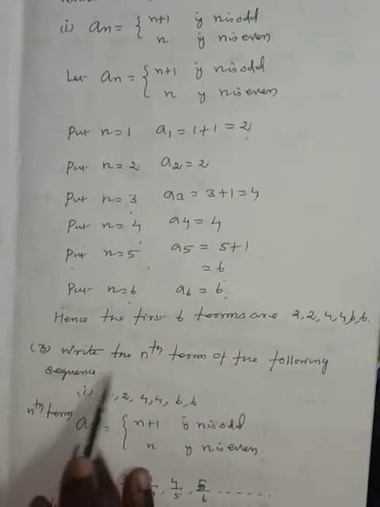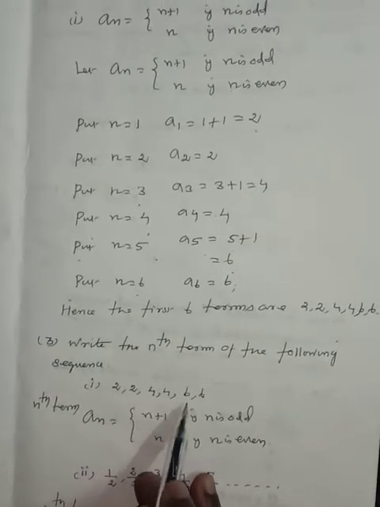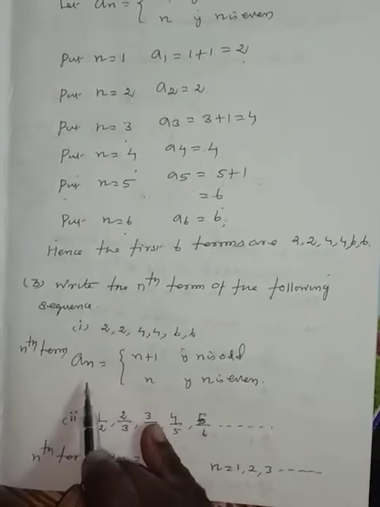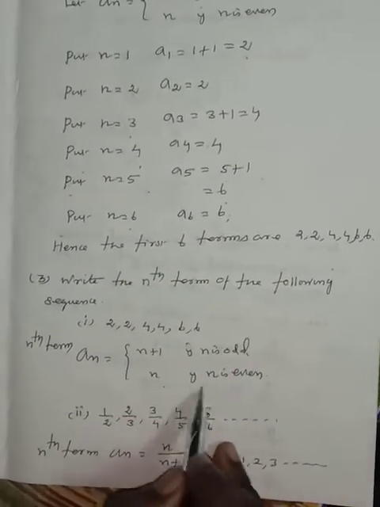Question number 3, write the nth term of the following sequence 2, 2, 4, 4, 6, 6. The nth term is already known, therefore we take an is equal to n plus 1 if n is odd, n if n is even.